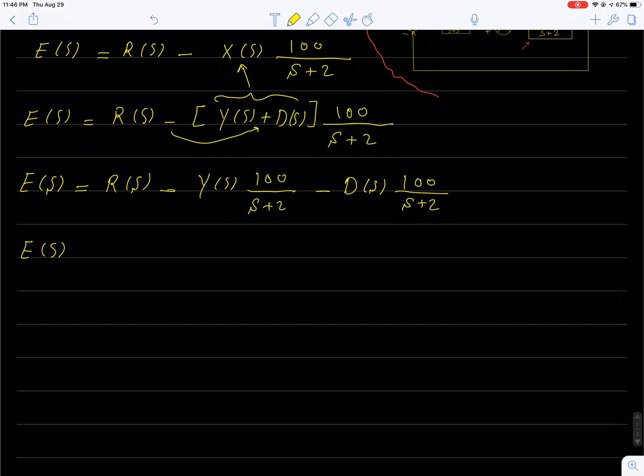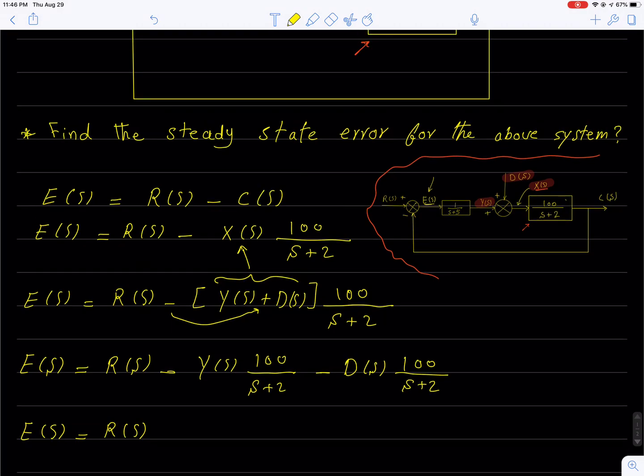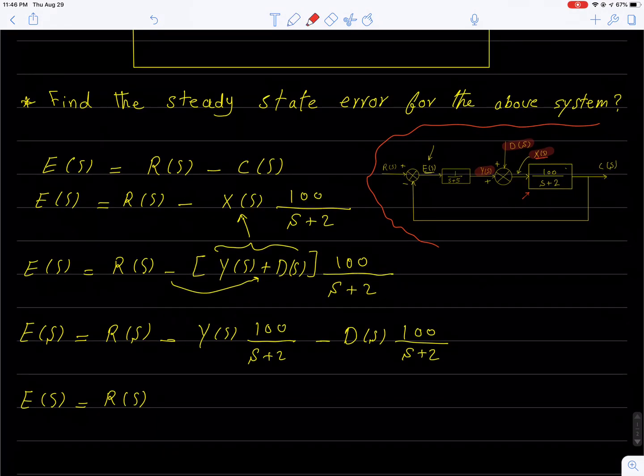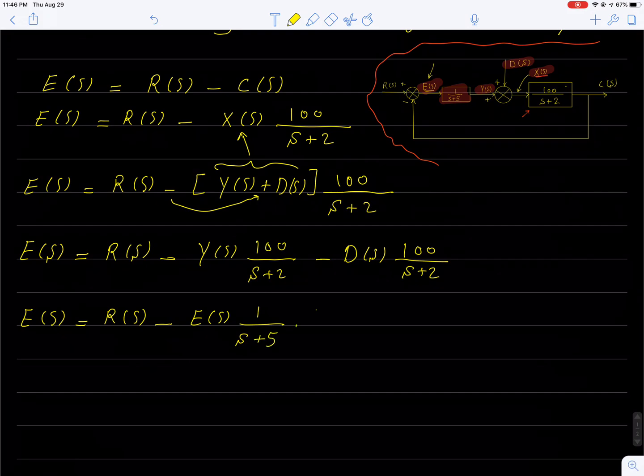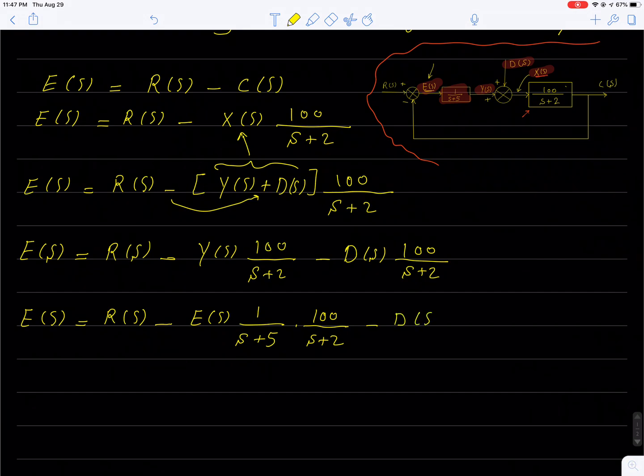Now E of S again is equal to R of S. Instead of Y of S here, if you look at the figure, I can write this block 1 over S plus 5 times E of S. So that's going to give us Y of S. So I'm going to put those in instead of Y of S. Minus E of S times 1 over S plus 5 times 100 over S plus 2, minus D of S times 100 over S plus 2.